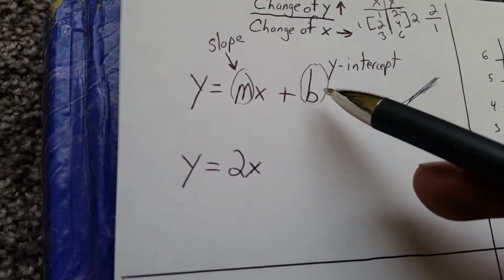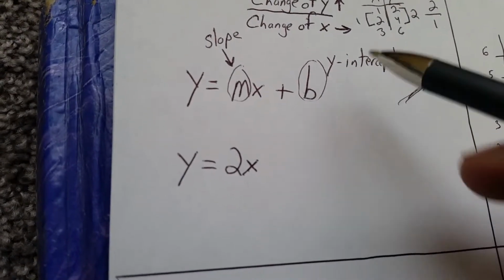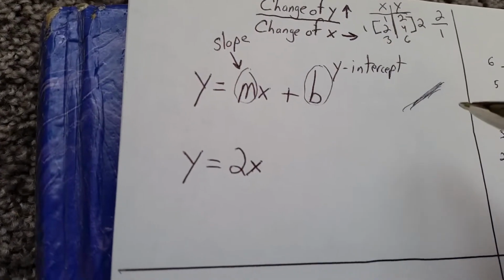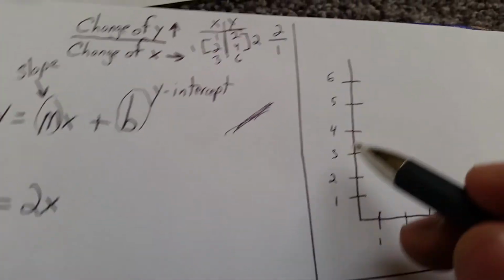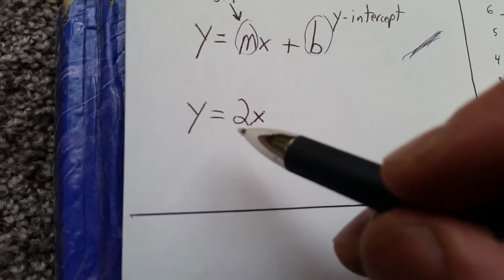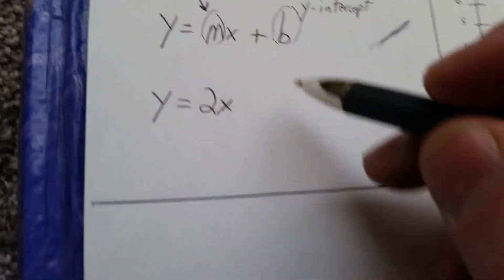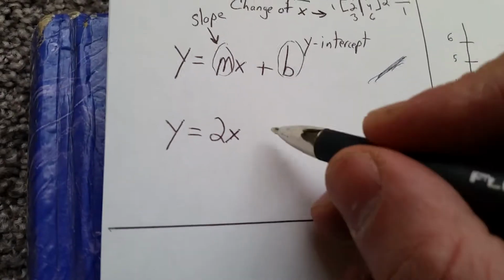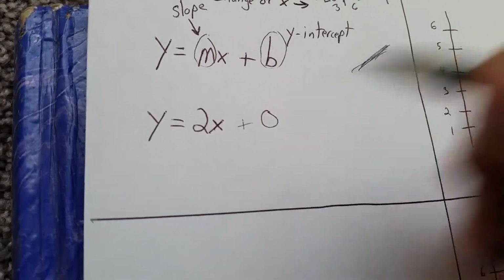And our b is known as our y-intercept. The y-intercept just means when our line crosses through our y-axis, when our line meets the y-axis, all right? So let's look at our first equation, y equals 2x. You notice that we don't have a y-intercept. If you don't have a y-intercept, it's automatically going to be 0.